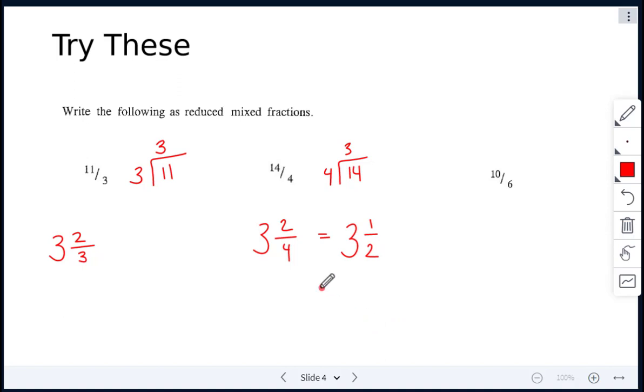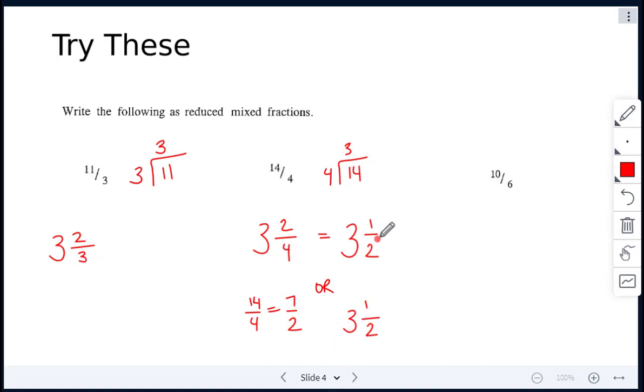All right, the other method you could do is you could have reduced first. So if you took the 14 over 4, we can reduce that first by dividing by 2, which would give me 7 over 2, right? And now we can put this into a mixed fraction. So 7 divided by 2, how many times does 2 go into 7 without going over? That would be 3. And the denominator we would keep as 2. 3 times 2 is 6, plus 1 more to get me to the 7.